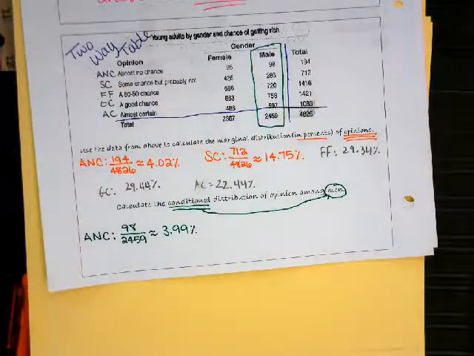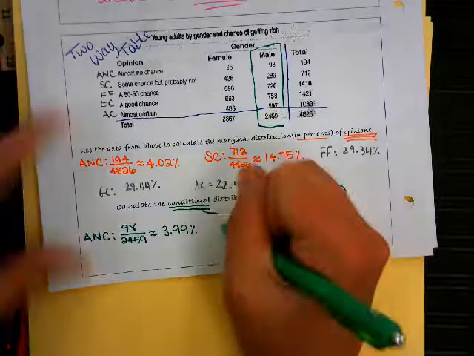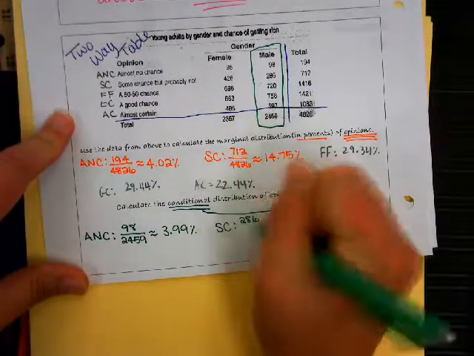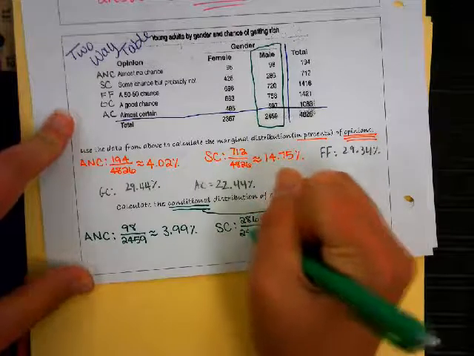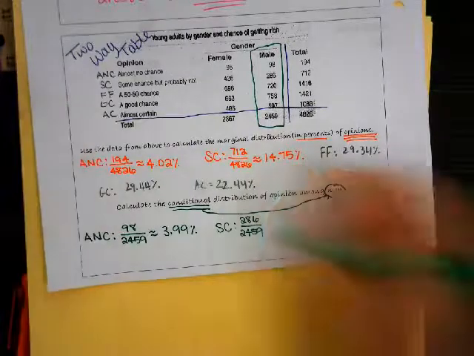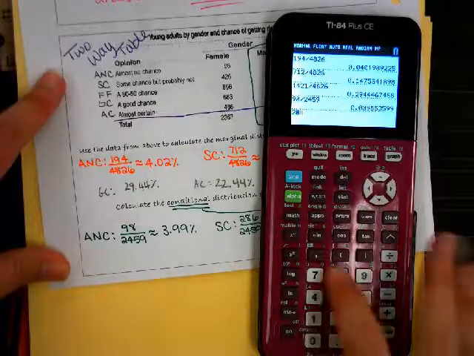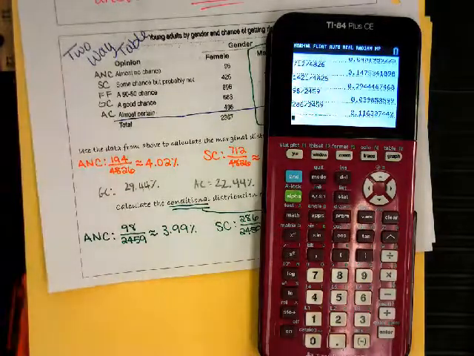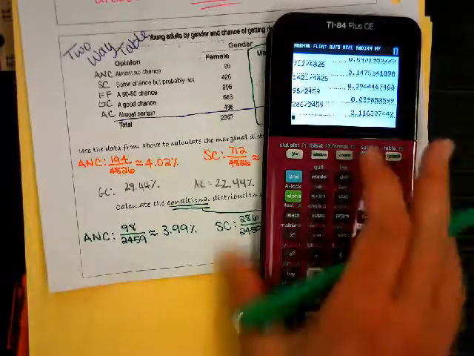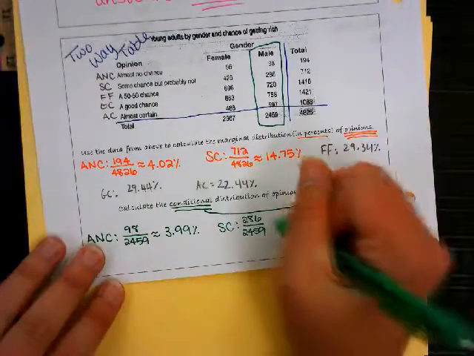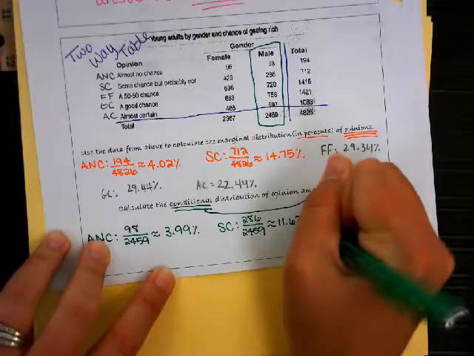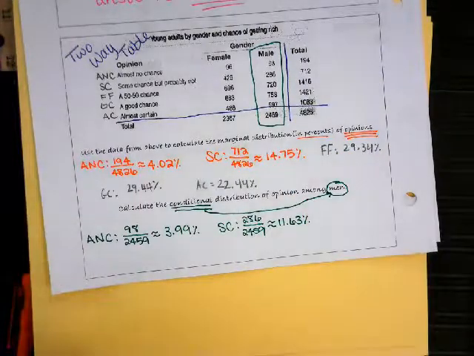And then some chance would be 286 out of the 2459, which would be 11.63% approximately. And then I'm going to have you guys do the last three for this conditional distribution.